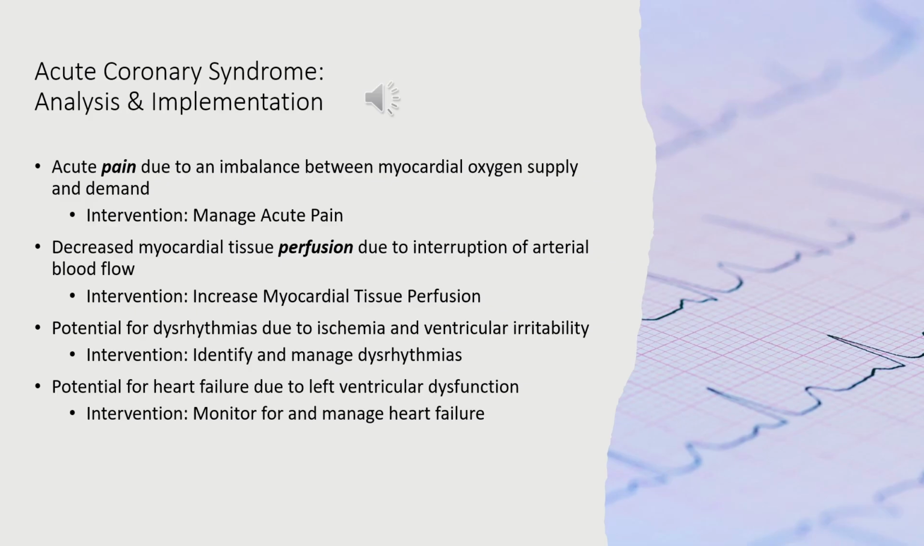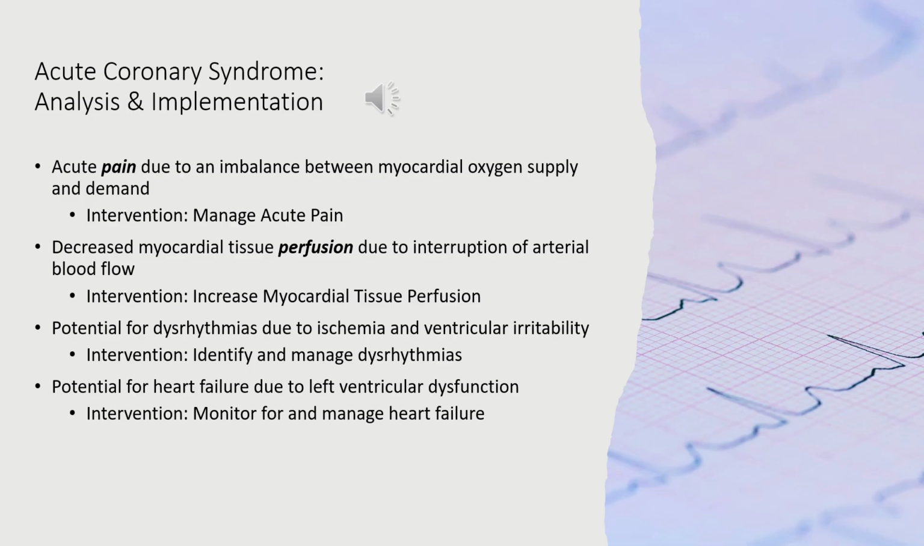So our priority nursing problems for acute coronary syndrome focus on reducing myocardial oxygen demand, improving perfusion, preventing complications, and supporting cardiac function. The first one is acute pain, and this is due to that imbalance between myocardial oxygen supply and demand. And our intervention here is obviously to manage that acute pain. Our second problem is decreased myocardial tissue perfusion, which is due to that interruption of blood flow. So our interventions are focused on increasing that myocardial tissue perfusion.